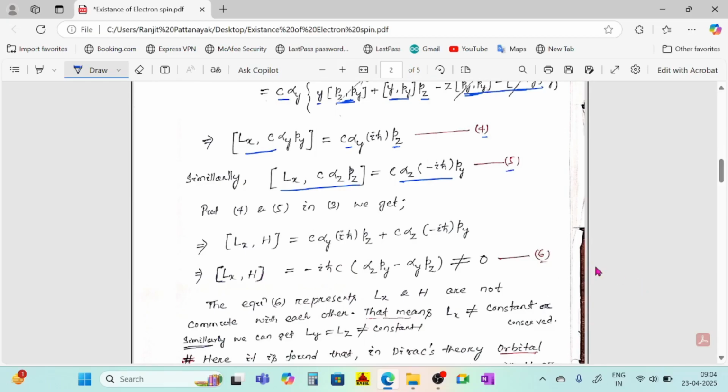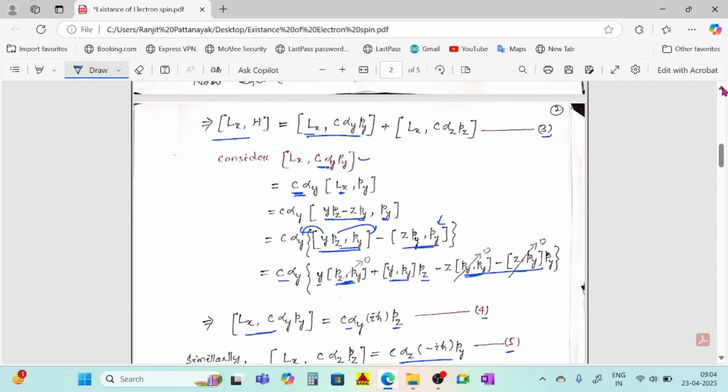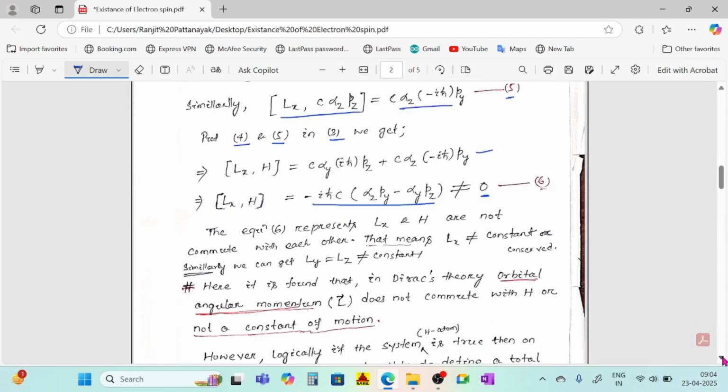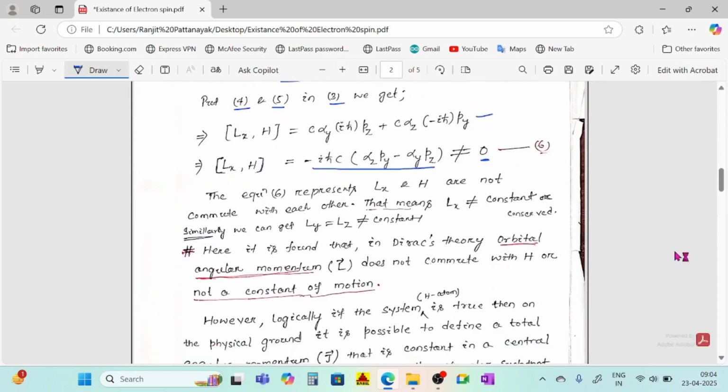We have to put these two equations, 4 and 5, in equation number 3. Here in equation number 3, if I put this value and this value, we can find this one, which is not equal to 0. So equation number 6 represents that Lx and H do not commute.